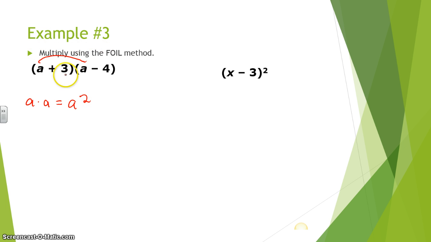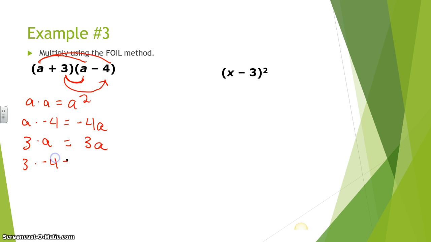Then we're going to use the outers. So we did the first. Outers is going to be a times negative 4, which is going to be negative 4a. Then we do our inners, 3 times a, which is going to give me 3a. Now my last, 3 times negative 4 equals negative 12.